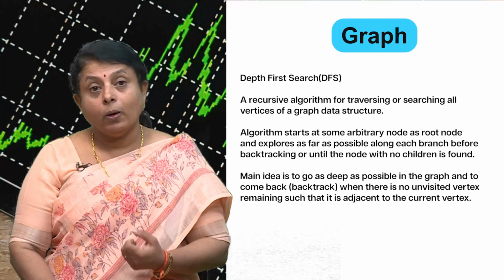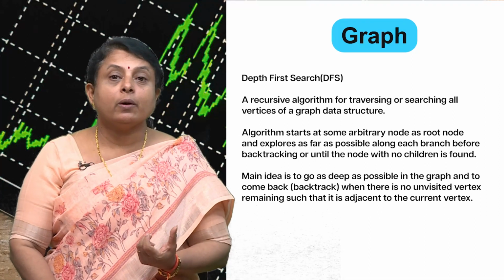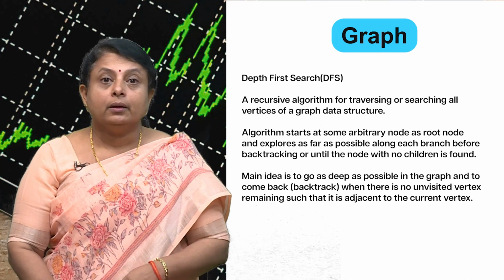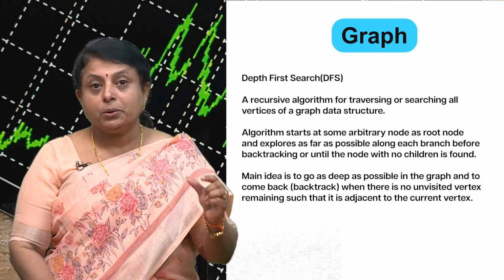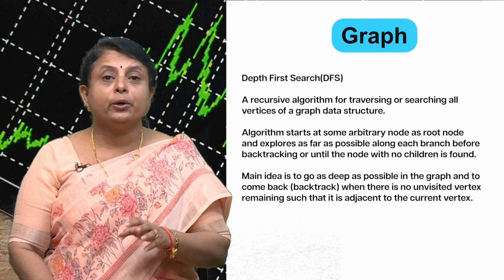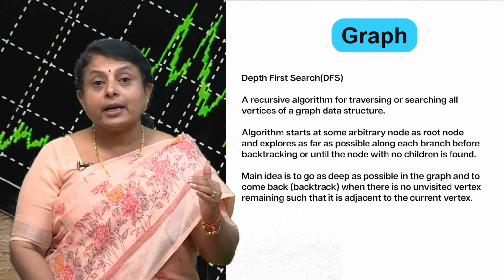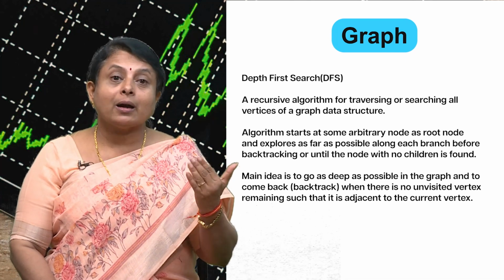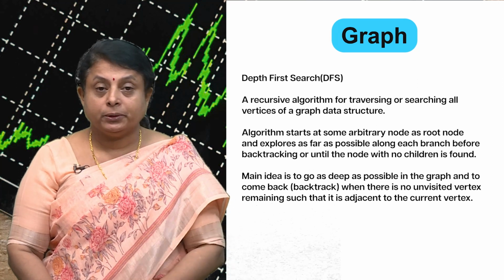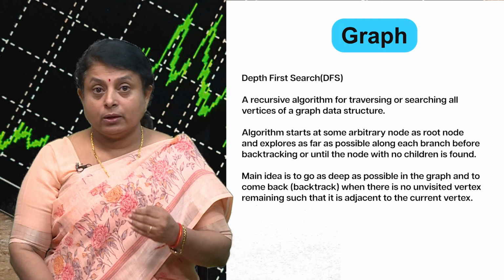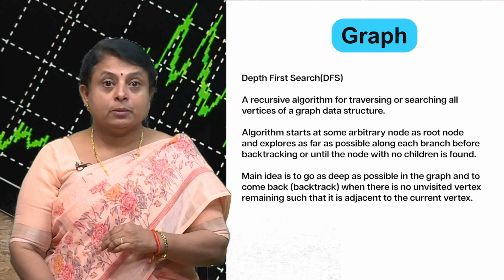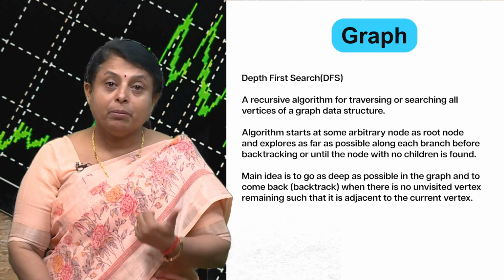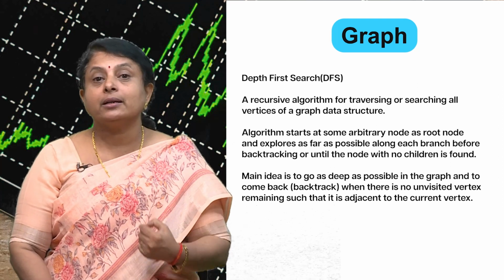Depth first traversal or depth first search is a recursive algorithm for traversing or searching all vertices of the graph data structure. The DFS algorithm starts at the root node, that is, selecting some arbitrary node as the root node in the case of the graph, and explores as far as possible along each branch before backtracking or until the node with no children is found. The main idea of the DFS algorithm is to go as deep as possible and to come back, or backtrack, when there is no unvisited vertex remaining that is adjacent to its current vertex.